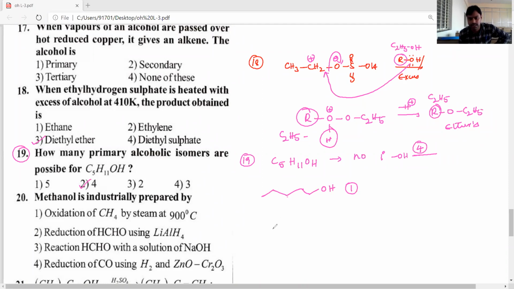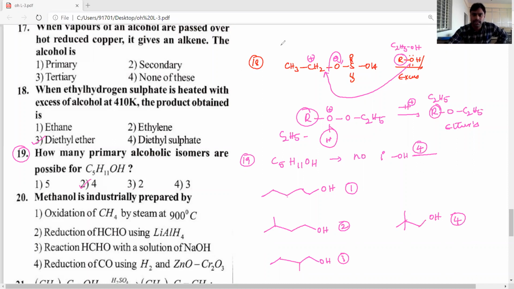And the second one: change the methyl group position. Take 4 carbons in a straight chain with the OH at the end, and the methyl group comes here. This is the second type of primary alcohol. Again take 4 carbons in a straight chain, and the methyl group position is at the second carbon. This is the third one. And the fourth one is the quaternary neopentyl alcohol. This is the fourth one. So 4 primary alcohols are present.